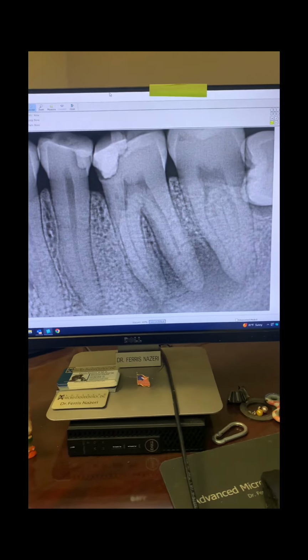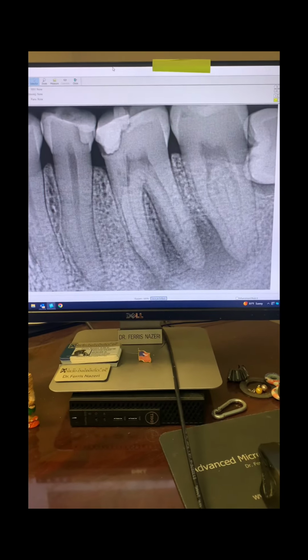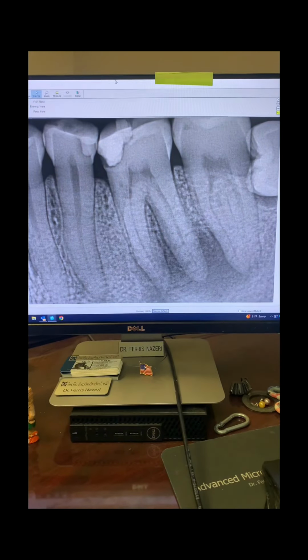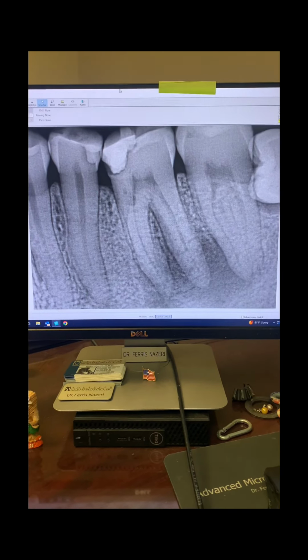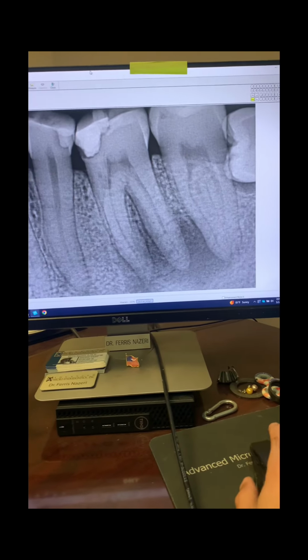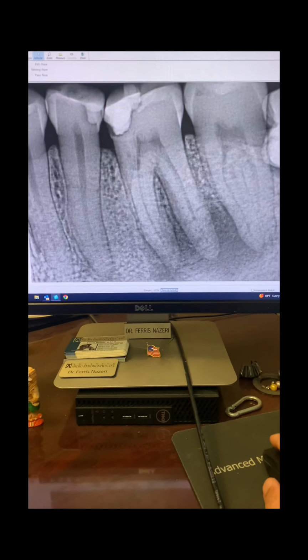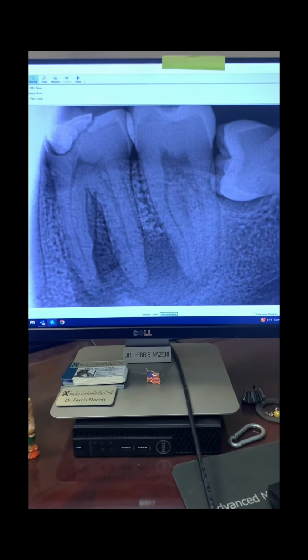This 26-year-old patient was referred to me for endodontic treatment of tooth number 19. As you can see, there is a restoration on the mesial occlusal of the tooth. You can see a large periapical lucency associated with the tooth also. Look how huge that periapical lucency is.